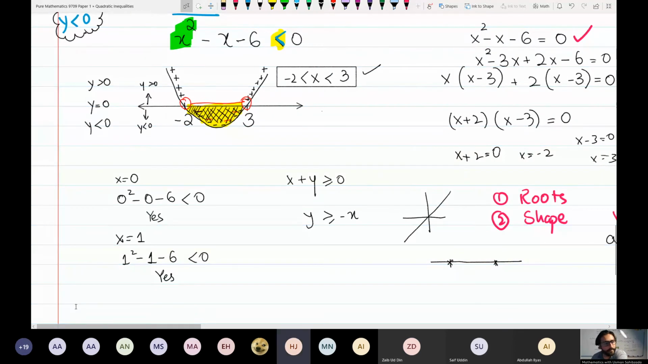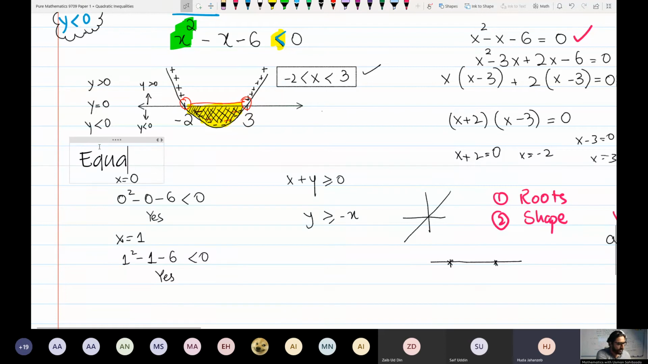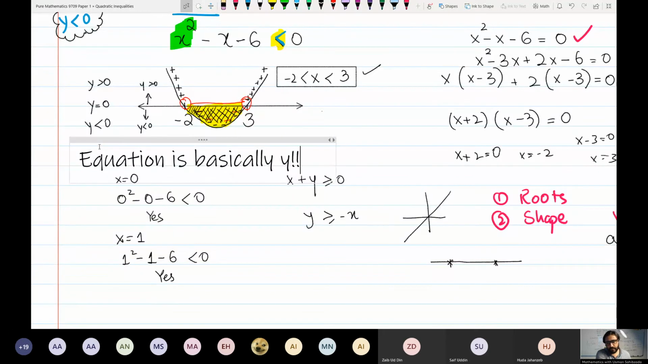Sir, our equation is another way of writing y, and so when it's less than 0, you have to shade beneath the graph. Yep. The equation is basically y. So less than 0 means below the graph.